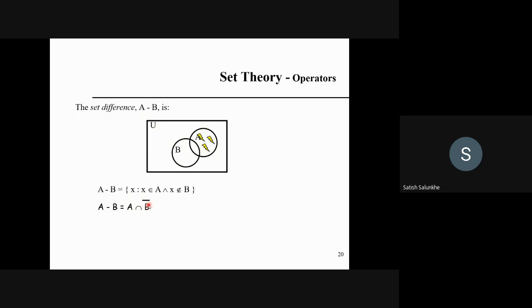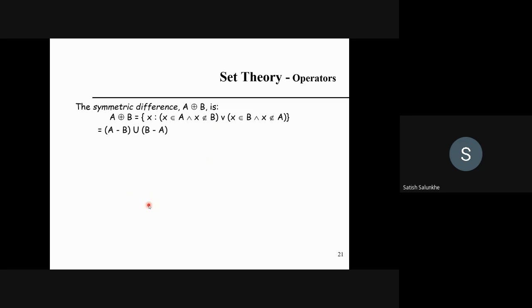Let's proceed ahead. Symmetric difference. So what is symmetric difference? It is shown with this symbol. Please note it down in your notebook so that later on you can refer back. A symmetric difference B is the collection of all the elements X such that X belongs to A and X does not belong to B, or X belongs to B and X does not belong to A. So basically it is the union of A minus B and B minus A.